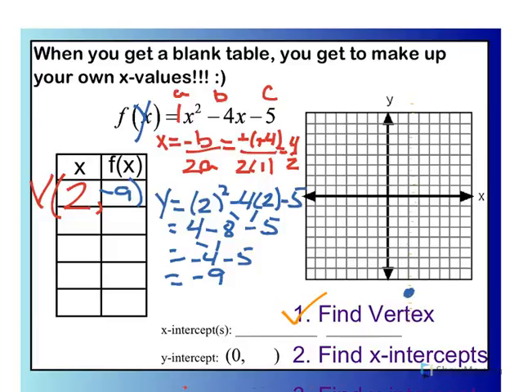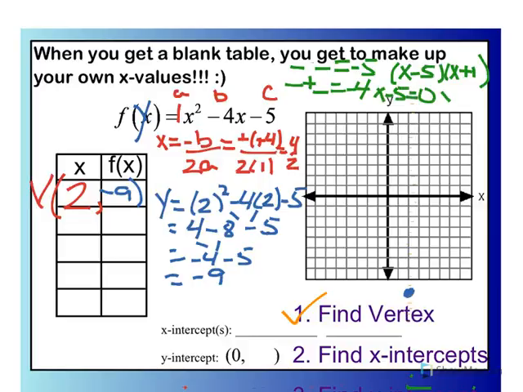Well, the x-intercepts occur when we factor this trinomial. So if I have two numbers that multiply to -5, and those same two numbers add to -4, I will be able to easily factor that. I'm going to go with x minus 5 times x plus 1. If I set each one of those equal to 0, I can easily find my x-intercepts.